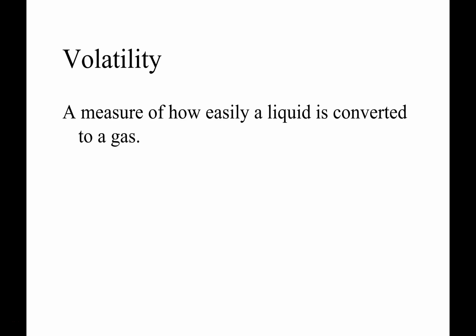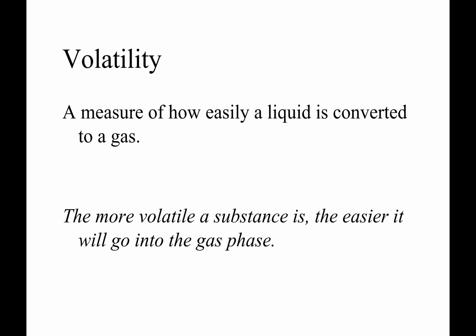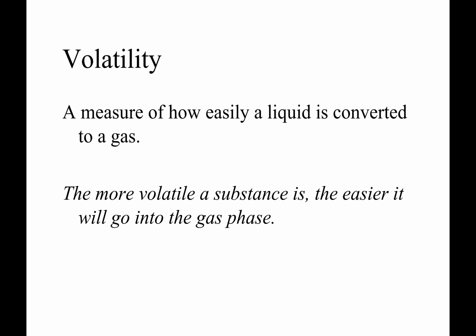We call somebody volatile if they're kind of quick to go off. Similarly, we say a substance is volatile if it relatively easily transitions from its liquid to its gas state. Again, it doesn't mean that it's boiling. It just means that it has a high equilibrium vapor pressure. So in general, if something is volatile, then it's easier to go into its gas phase.